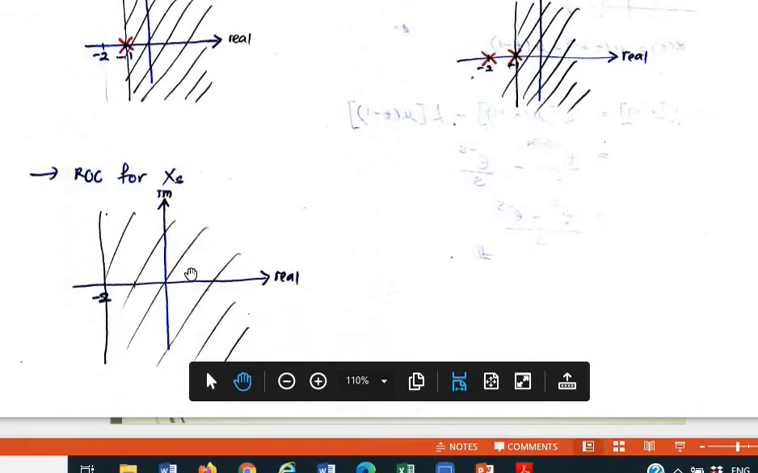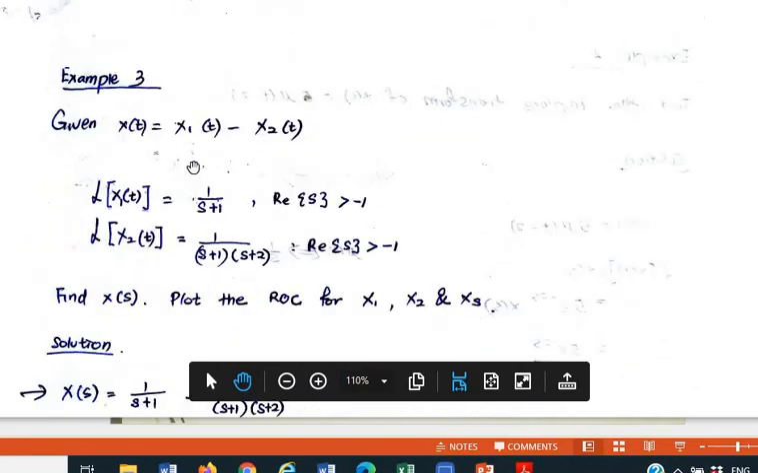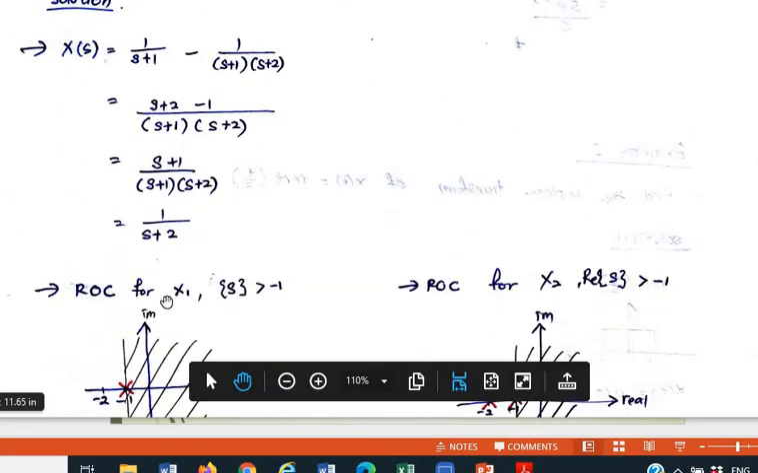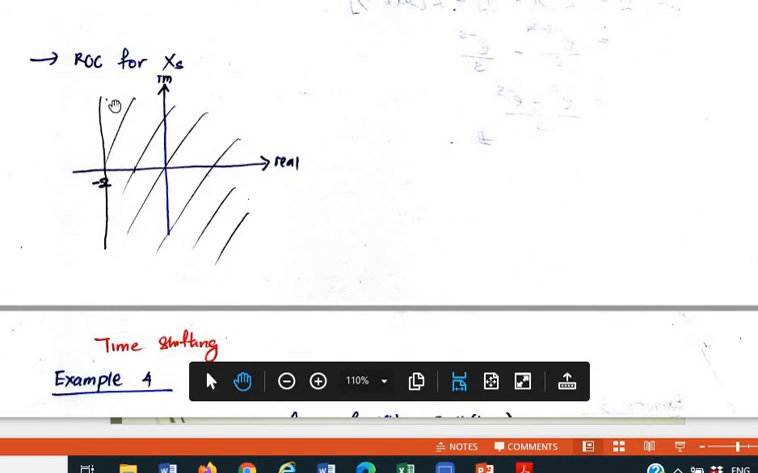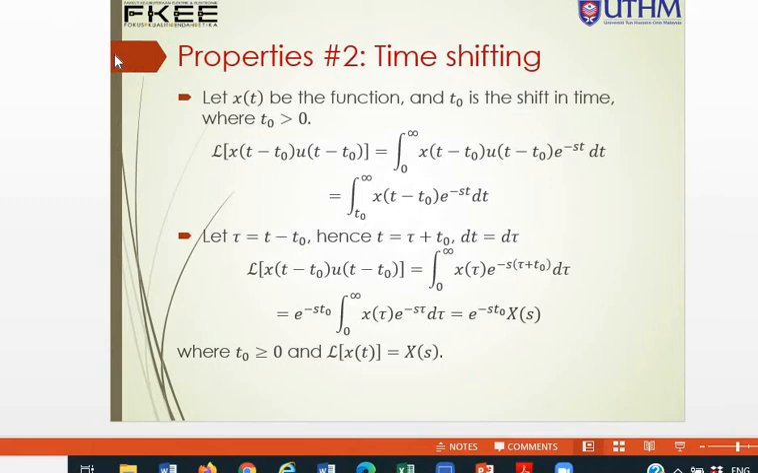And then for the ROC of X(s), what's the answer? It is 1 over s plus 2, meaning the pole is s equal to -2, with the ROC to the right hand side. The ROC must include the j omega axis, so it's at the right hand side. So more than -2.